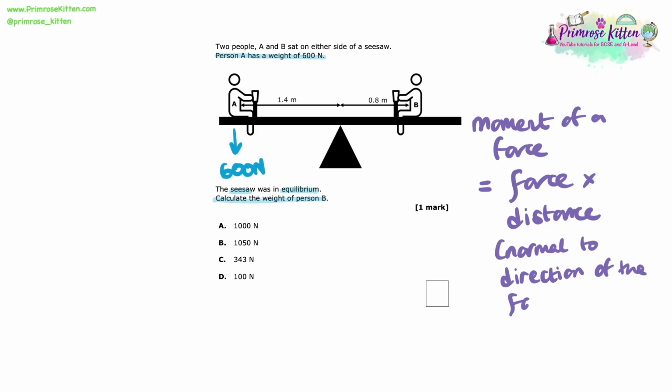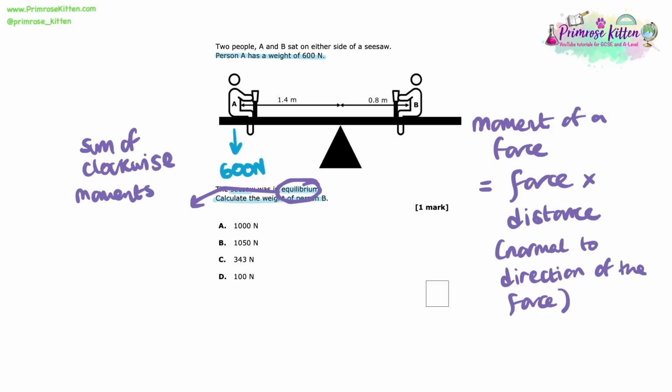So now we've reminded ourselves of what the equation for the moment of a force is, let's write down that rule that the equilibrium fact tells us. So we know that the sum of all of the clockwise moments is going to be equal to the sum of all of the anti-clockwise moments. So now that we know this rule, what we need to do is to have a good look at our diagram and work out which forces are going to cause clockwise moments and which forces will cause anti-clockwise moments.